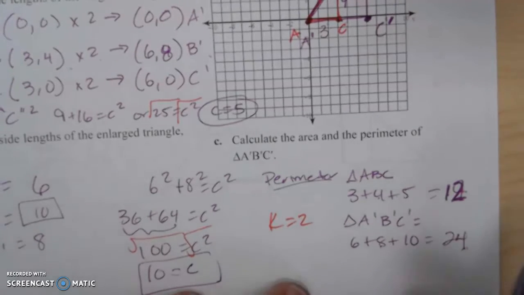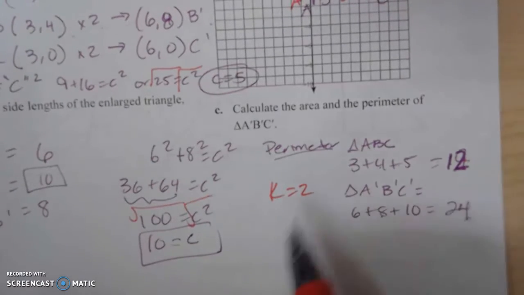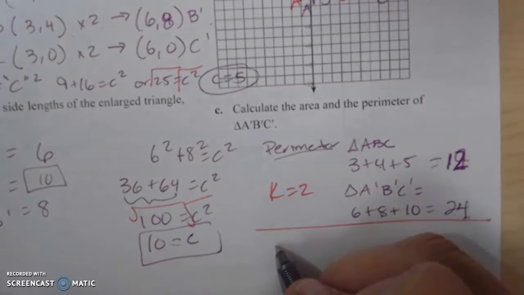For whatever reason, I said 3 plus 4 was 9. Okay, but I know it's 12. So that's the information about perimeter. Let's see what's happening with area.